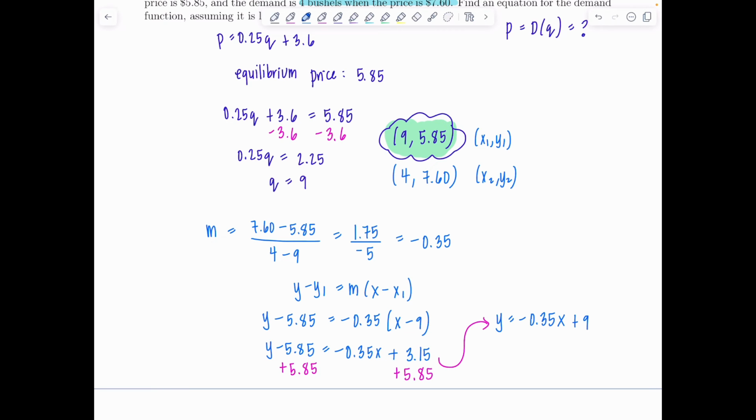Okay, so this is my demand equation. However, demand doesn't use y and x's, it uses p's and q's. Okay, so price, you're going to replace y with price, p, and it's always a function of q equals negative 0.35q plus 9. And now we are done.